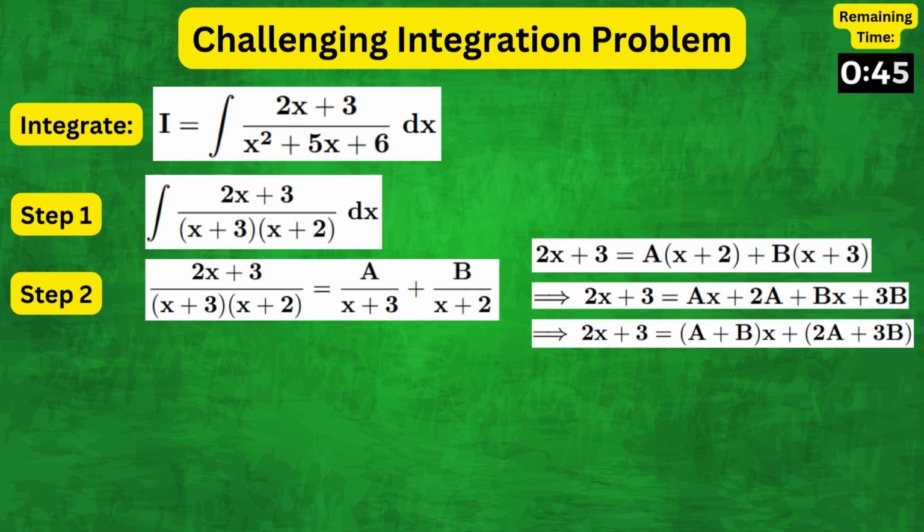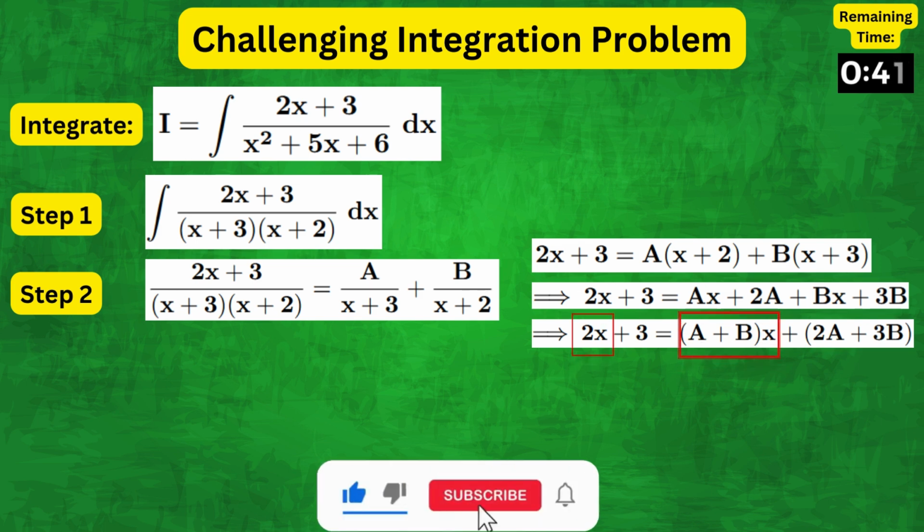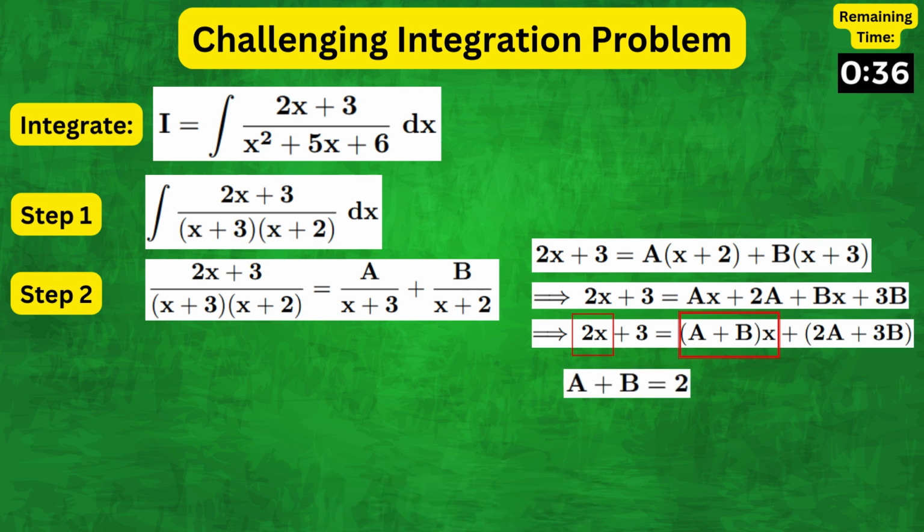plus 2A + 3B. Then, matching the coefficients of the x term, we get the equation A + B = 2. And similarly, for the constant term, we get the equation 2A + 3B = 3.